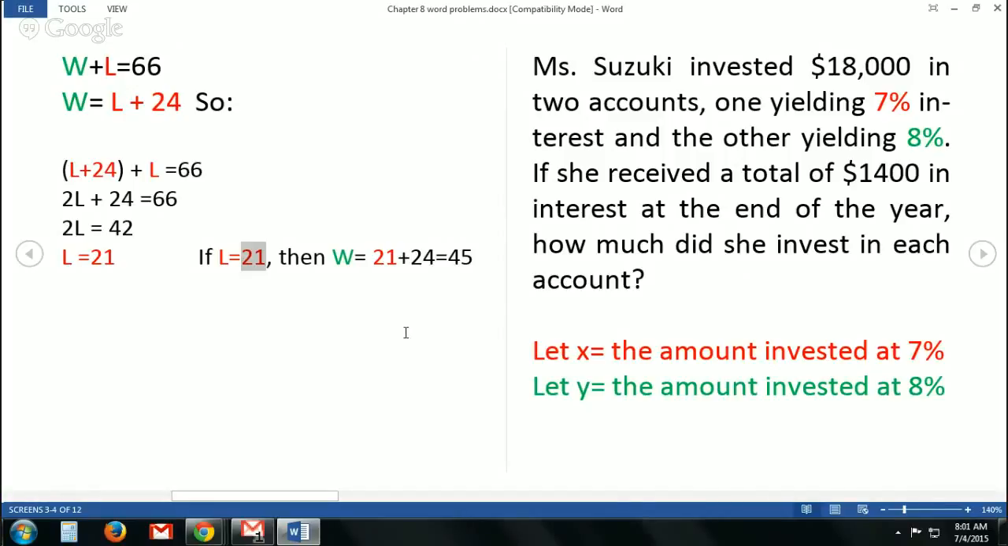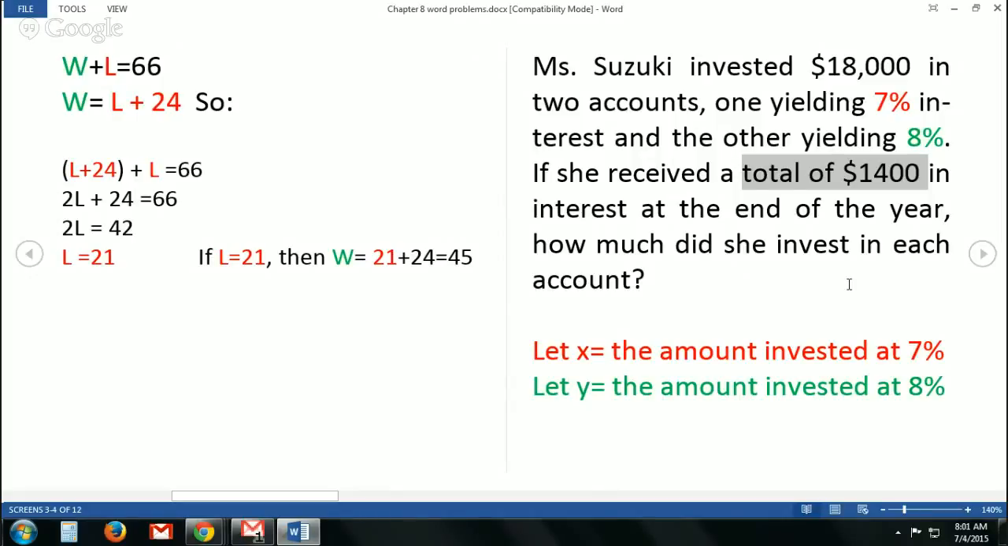Let's look at a second problem. For the second problem, Ms. Suzuki has $18,000 that she would like to invest. She's putting it into two separate accounts. One of the accounts pays 7% interest, while the other account pays 8% interest. We know how much total interest she's received for the year, $1,400, and we want to know how much did she invest in each account.